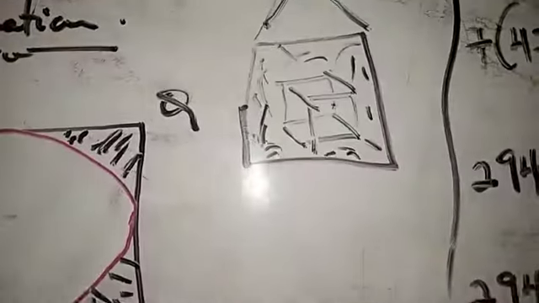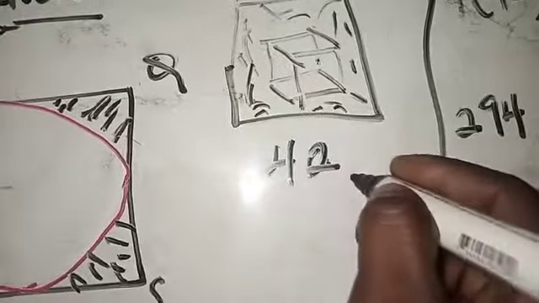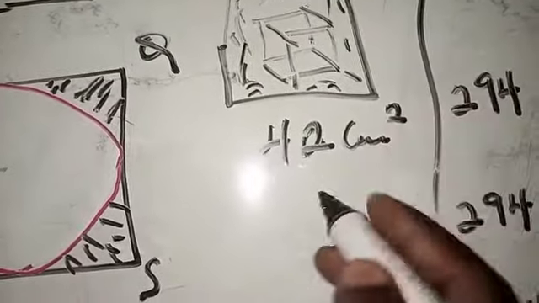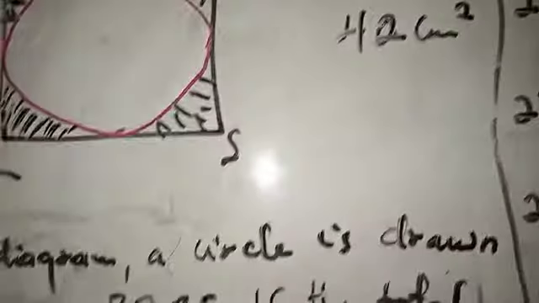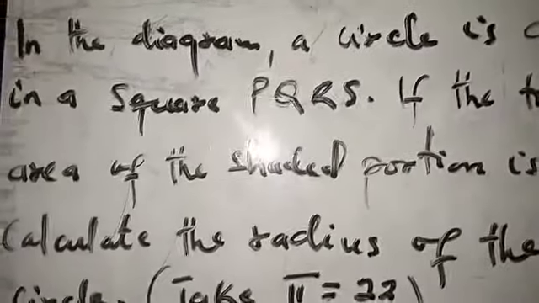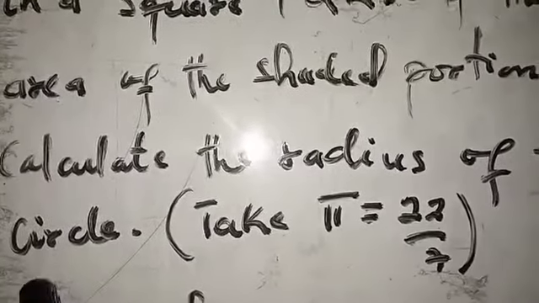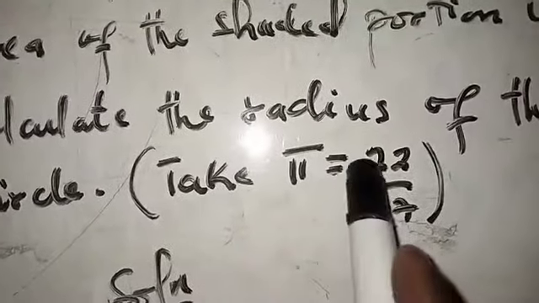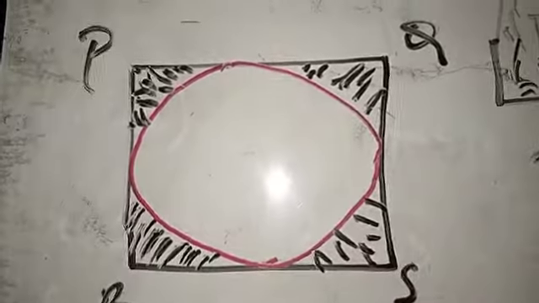And then we are told that if this portion here is 42 square centimeters, remember that's the area, then they're asking us to find or calculate the radius of the circle. And we are given pi to be 22/7. They say we should find the radius of the circle. So that is all about this question.